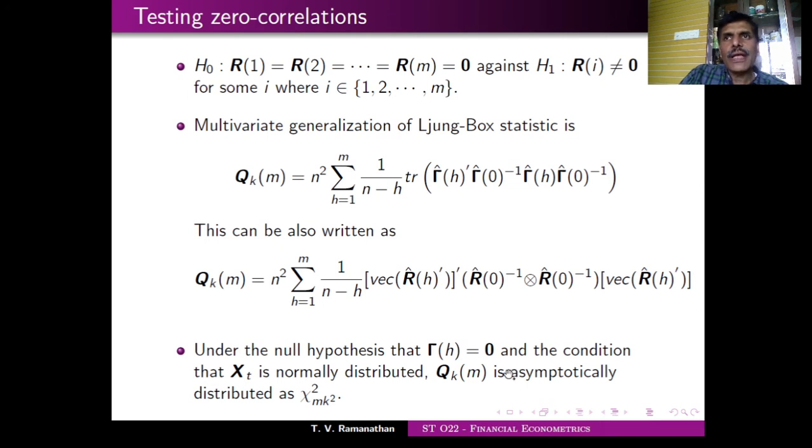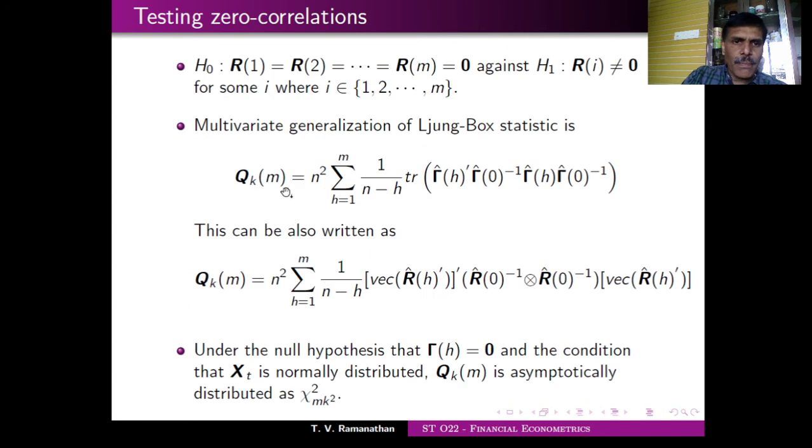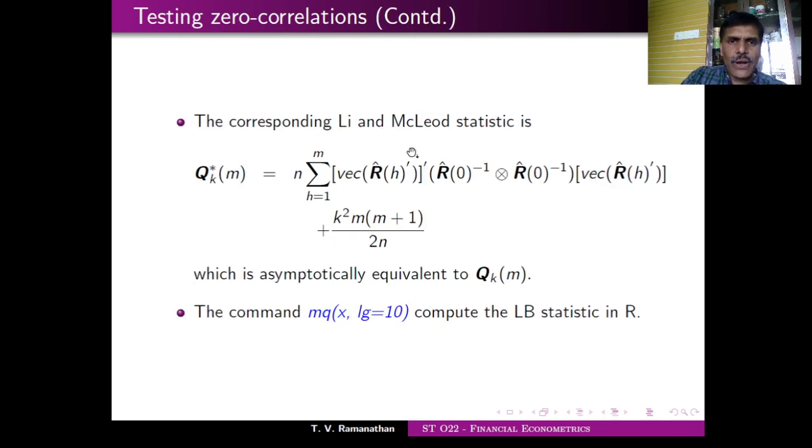Asymptotically chi-square distribution. Now you might have seen that in the univariate case, because there is some kind of bias for this, there is a bias adjusted version suggested by Ljung and Box, and the Li and McLeod test, which can be generalized in the context of multivariate time series as well. So that is the Li-McLeod test, the same thing plus the bias adjustment. What is M? M is the number of lags that you are considering to compute this, the same M which we use in the univariate case.